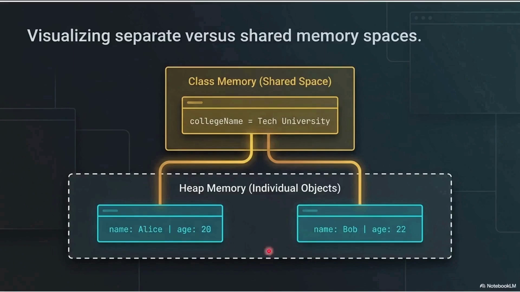But both these objects are sharing common data, and that is the class variable, college name, that is Tech University. So only one copy will be here. No matter if there are 2 objects, 10 objects, 20 objects, that does not matter. The class variable will have only one copy held in the memory.